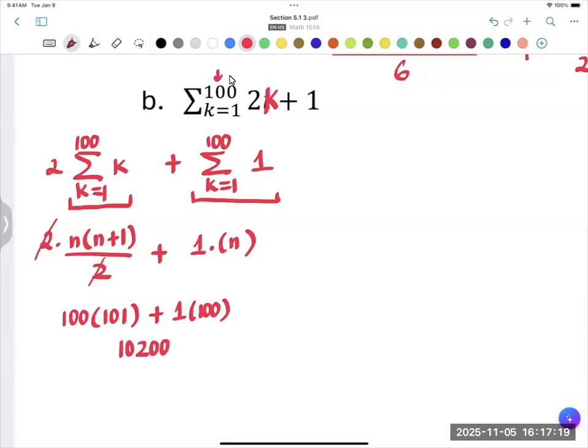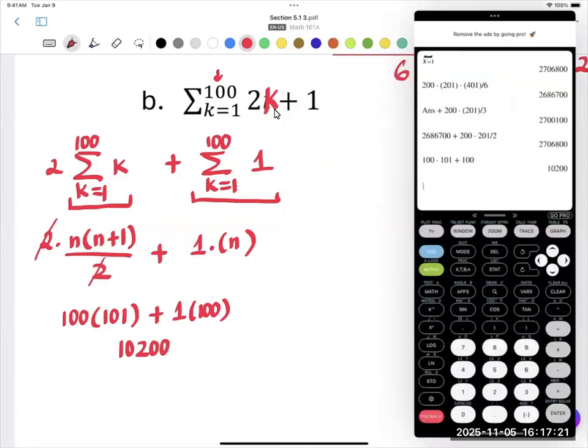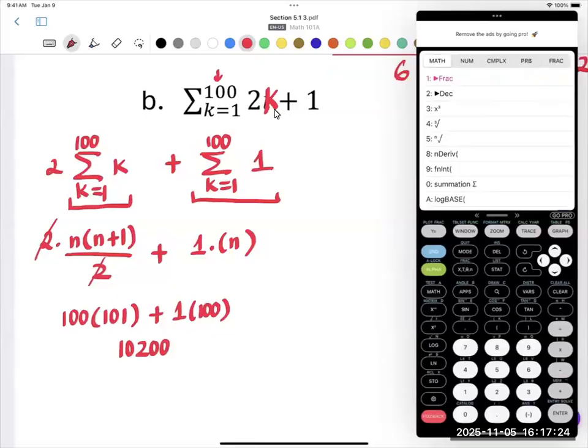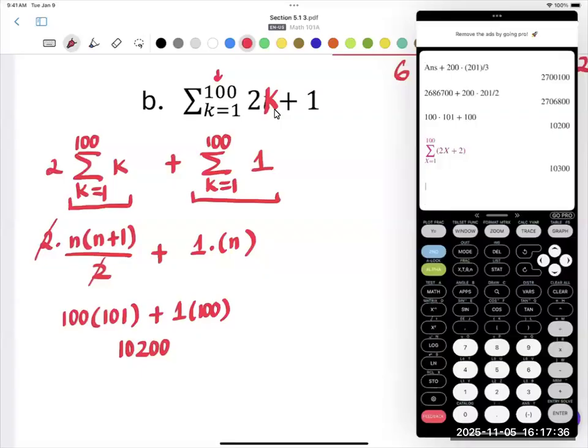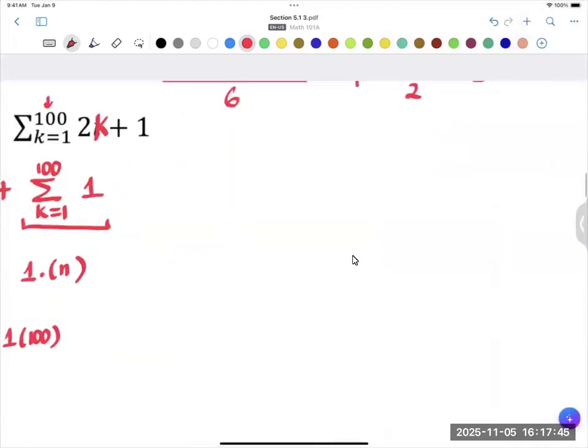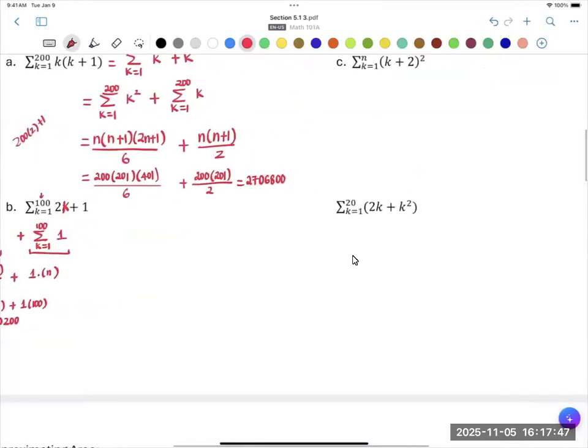Okay, so this is the sum of this expression. If you want to verify, if you have the TI-84, or you can use Desmos as well, you put in the sum from x equals 1 to 100 of 2x plus 1, and you will have 10,200. Okay, so that is how you do it. And then you can try the other one.